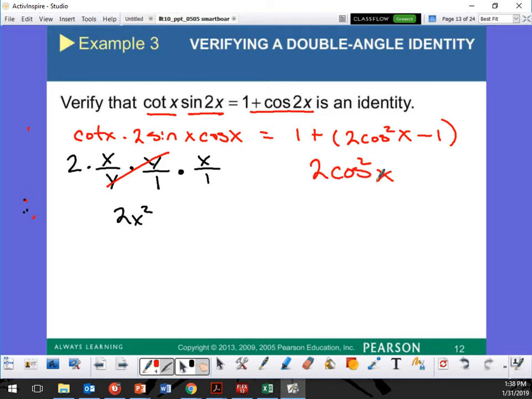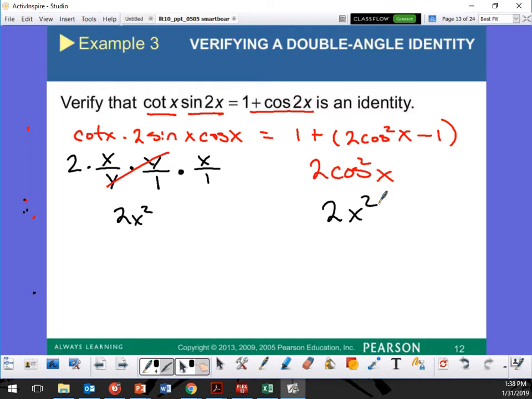Now let's translate it to algebra. Cosine is always just going to be x, right? So did I verify that this is now 2x squared? So is the left side equal to the right side? Yes, they are.